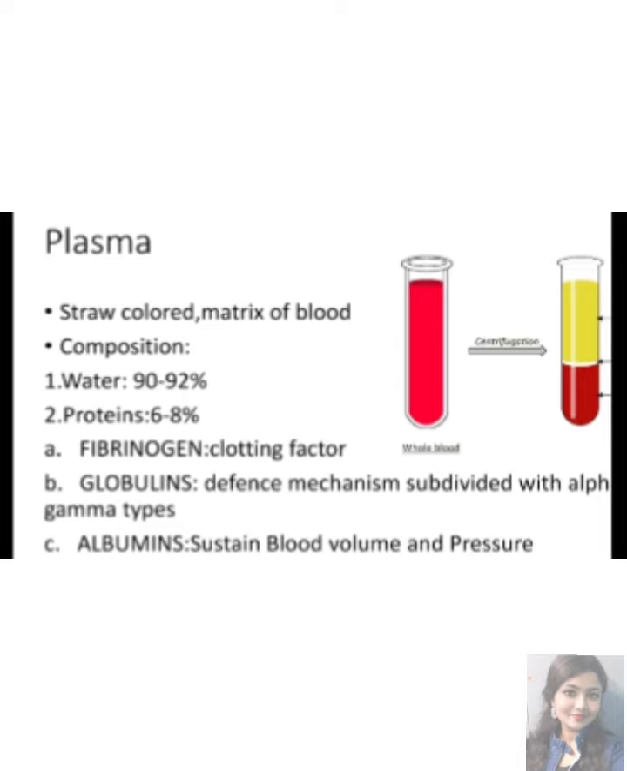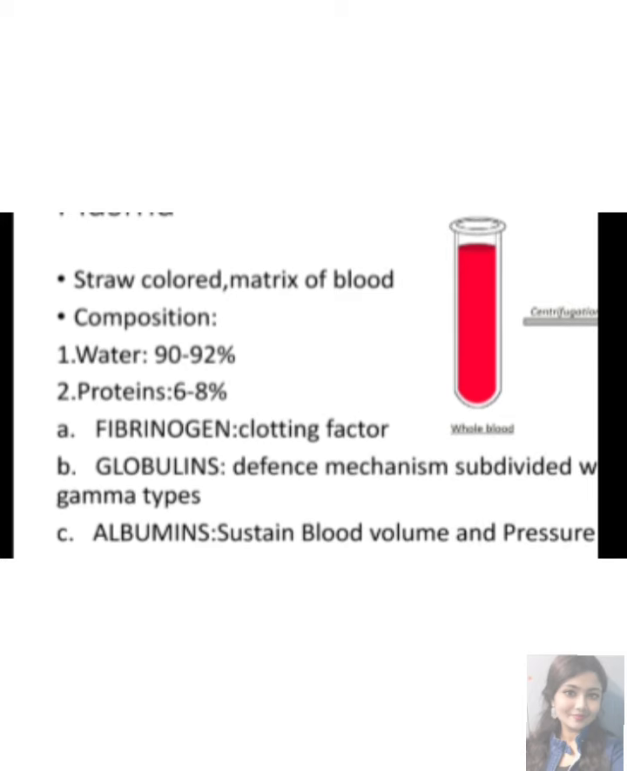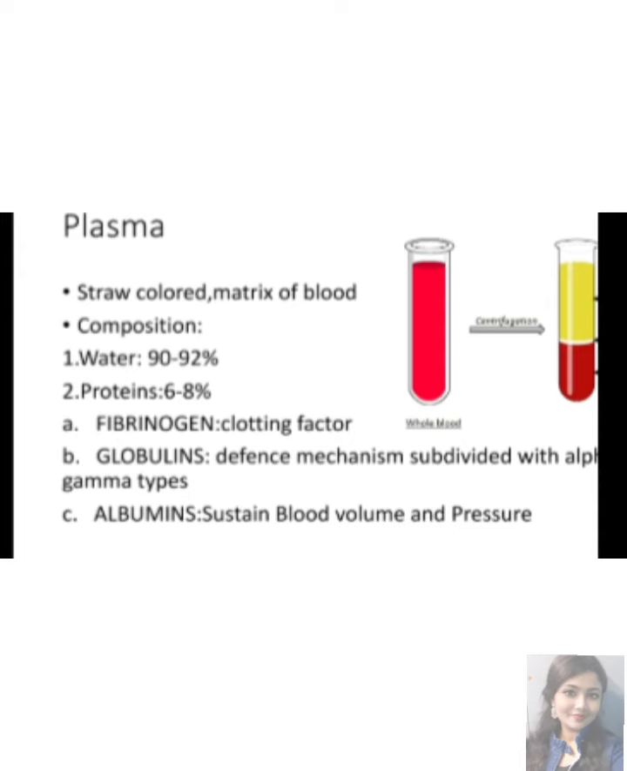So what are the different proteins which are found in plasma? Let us see. The different proteins are fibrinogen, globulins and albumins. The fibrinogen is actually the clotting factor which is present in your blood. Globulins help in defense mechanism. They can be subdivided into alpha, beta and gamma types. Remember, alpha and beta are lipid soluble and help in vitamin transportation, whereas the gamma produces antibodies and helps in defense mechanism. The albumins sustain blood volume and pressure.